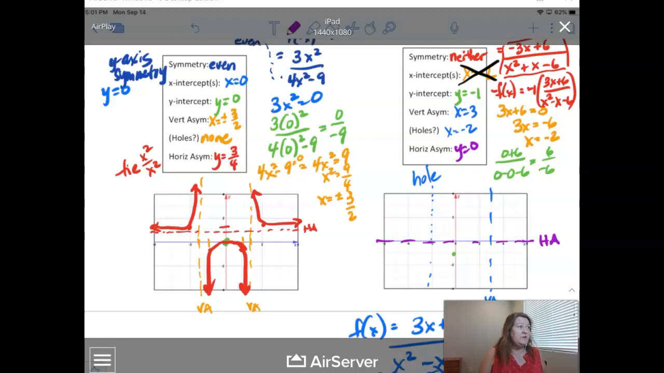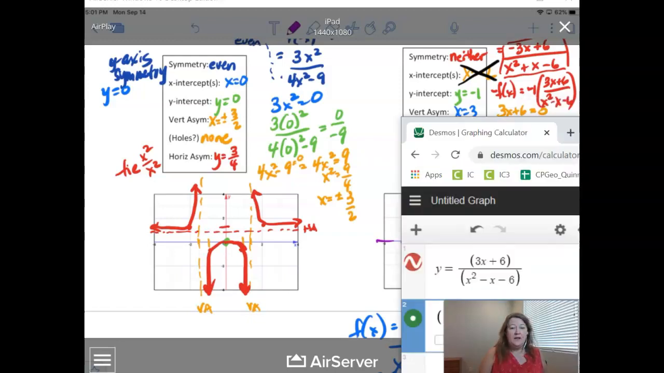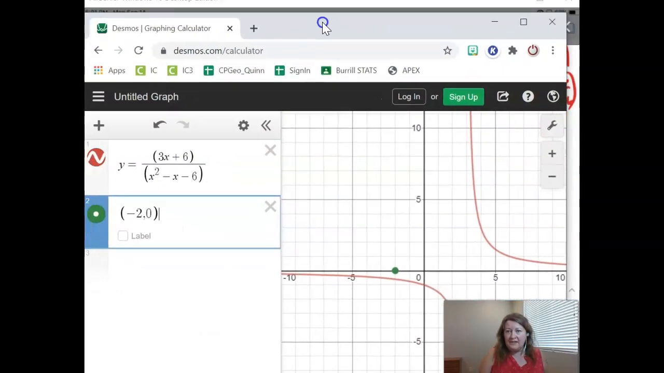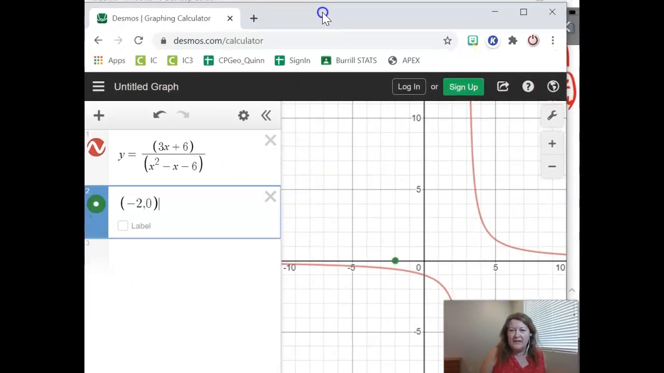All right, so I'm going to bring in the graphing calculator, and I've already graphed it, and I want you to see that I also put the point negative 2, 0 on it.